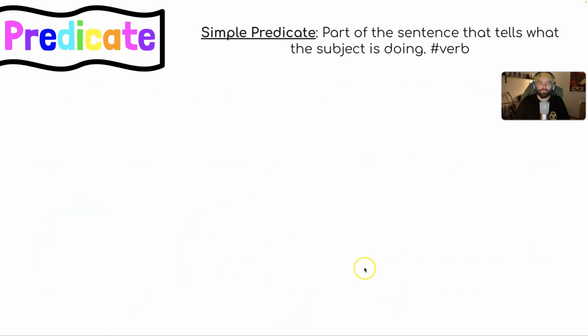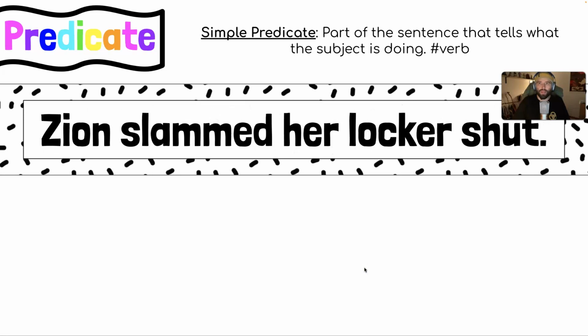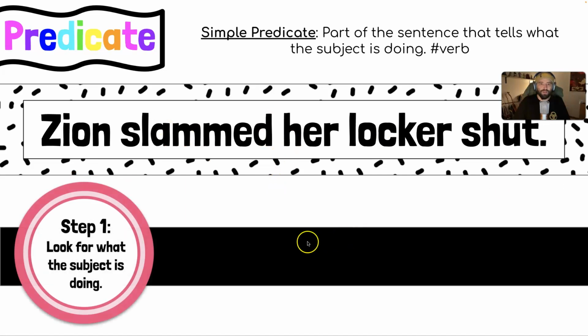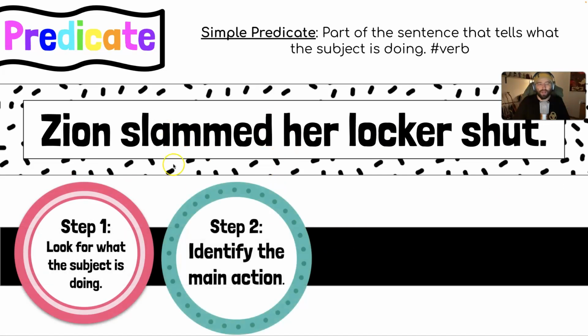So with a predicate, a simple predicate is just a verb. Okay? It's the part of the sentence that tells what the subject is doing. A simple sentence with a simple subject and a simple predicate could be as simple as Zion slammed. You don't need the rest of this, her locker shut, or anything like that. So what is our subject doing? Our subject is not doing anything but slamming, right? It's what is connected to Zion.